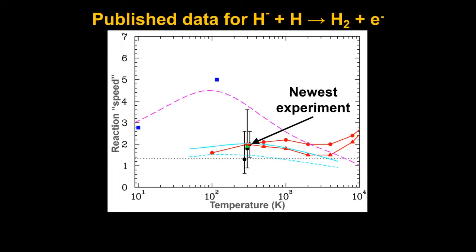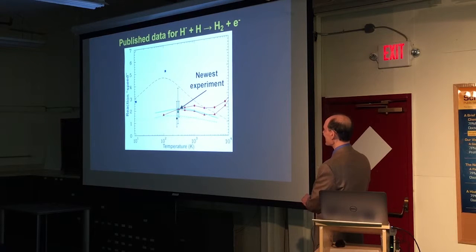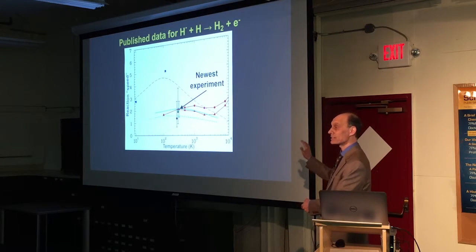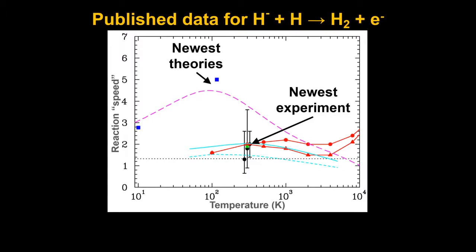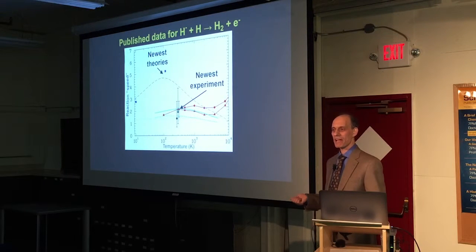As a matter of fact, the one on the far right is the most recent measurement before we did our work. And naively, you'd look at that and you'd say, oh, everything else on this plot is a theoretical calculation, so these calculations must be right and these must be wrong. But I should point out that these are the newest calculations. So theory and experiment had not converged to the same value.